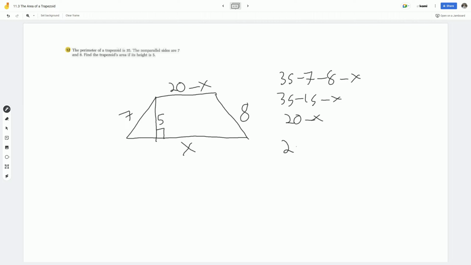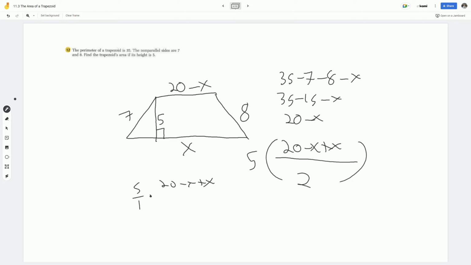20 minus x plus x. Now this is redundant, and you'll see later why. And we have to take the average of this, and we multiply it by 5. This is the area. So we imagine this is 5 over 1 times 20 minus x plus x over 2. So we need to multiply 5 into everything here, like this. So it's 100 minus 5x plus 5x over 1 times 2, which is 2.